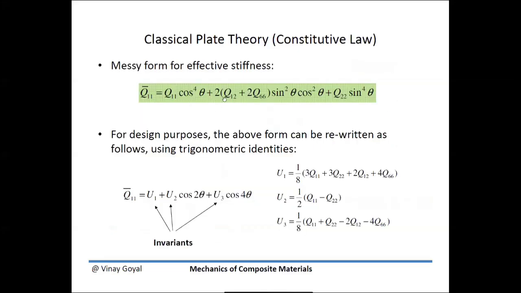Because this is a messy form, what people have done is make it a little easier to write out, and it's actually useful for optimization. So Q1 bar can be written instead as U1 plus U2 cosine 2 theta plus U3 cosine 4 theta. U1, U2, and U3 are called invariants. Theta is the ply angle. Note that Q1, Q2, Q12, and Q6 are fully known, so U1, U2, and U3 are the same for every ply. And so Q1 bar only depends on that angle, and all these numbers are known for every ply.